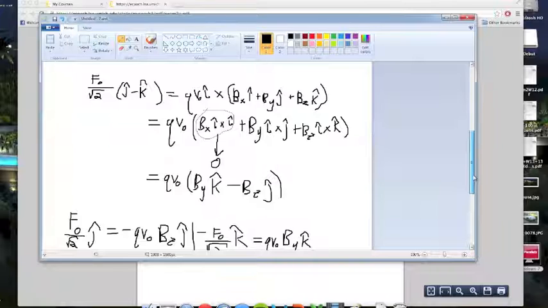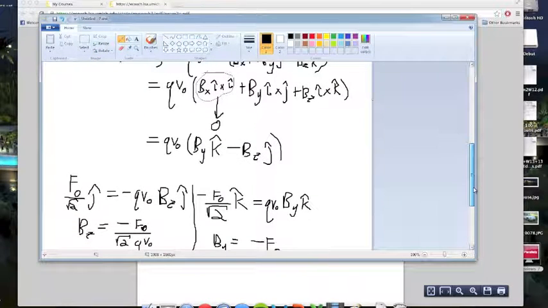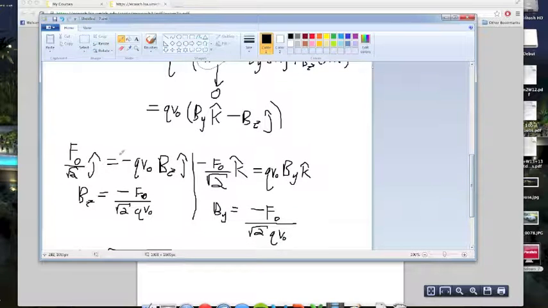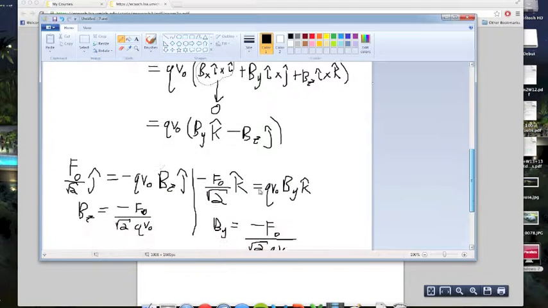From there, we can set the k and j terms equal to each other and solve for the components of the magnetic field. So F naught over the square root of 2 j hat from the equation up above is going to equal negative q v naught bz j hat. And we can solve for bz, and we get that bz is equal to negative F naught divided by the quantity of square root 2 times q times v naught.